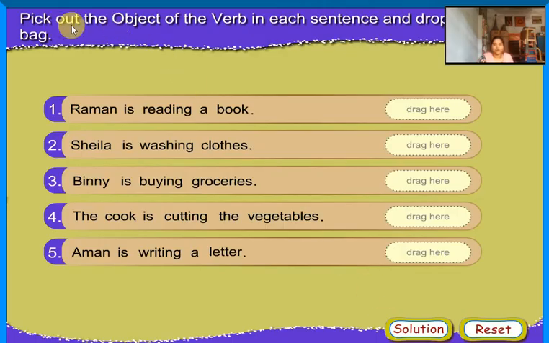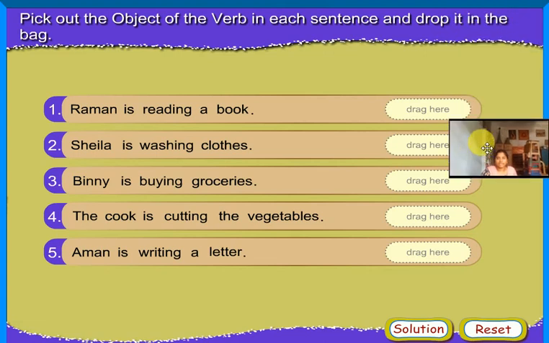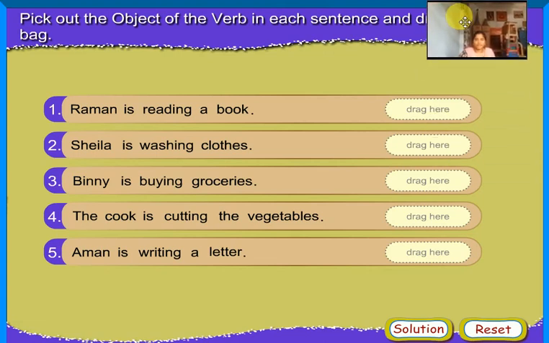Pick out the object of the verb in each sentence and drop it in the bag. Raman is reading a book. Book. Sheila is washing clothes. Clothes. Binny is buying groceries. Groceries. The cook is cutting the vegetables. Vegetables. Aman is writing a letter. Letter.